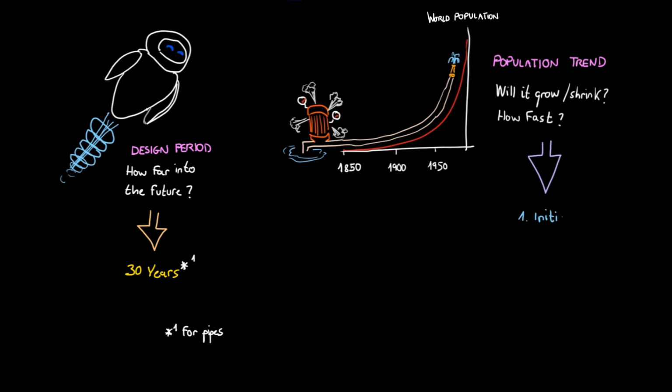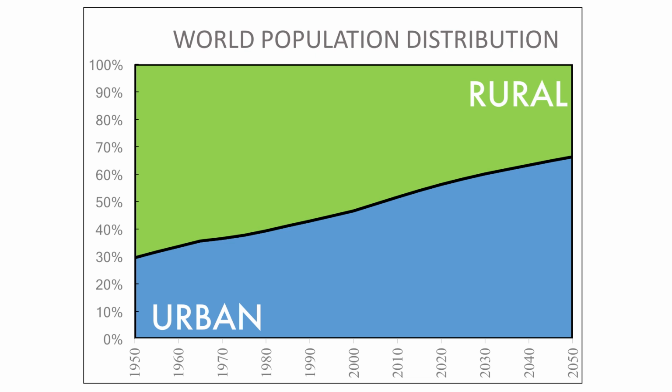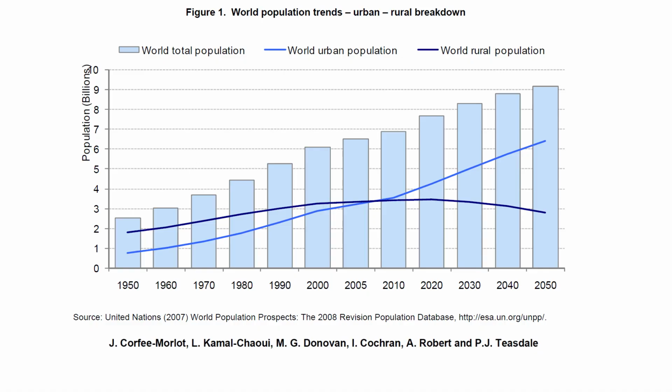So all you need is to find out the current population, the past growth rate, and decide on a project lifespan. Now, not all populations are growing, some of them are actually shrinking. Many rural populations are declining due to migration. Globally, urban and total populations are growing, while rural populations are on a small decline.